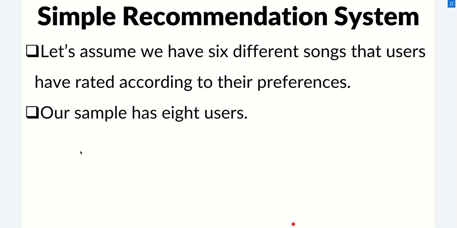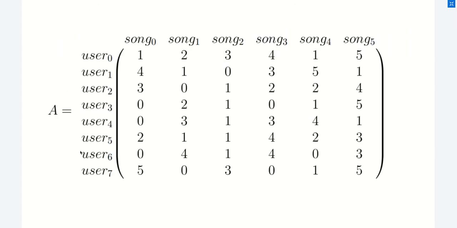So the next thing is we can create a simple recommendation system using SVD. We are going to go through it theoretically, as I said. I'll share the notebook with you guys on the platform so you can download it and go through it yourself. So let's assume we have 6 different songs that users have rated according to their preferences, and we have 8 users who did the rating. So let's look at our data. So this is our data, which is in a matrix form.